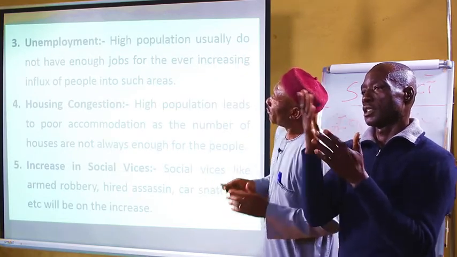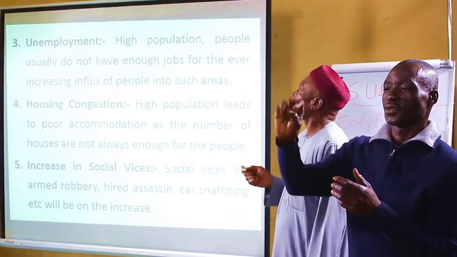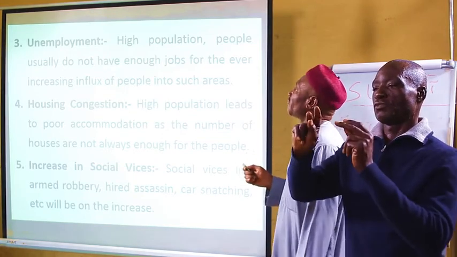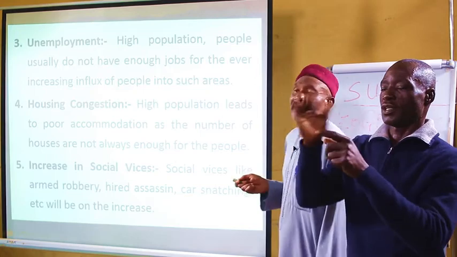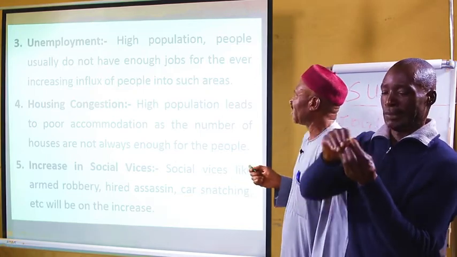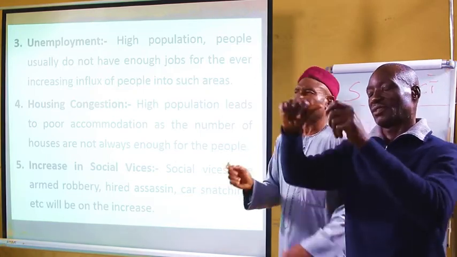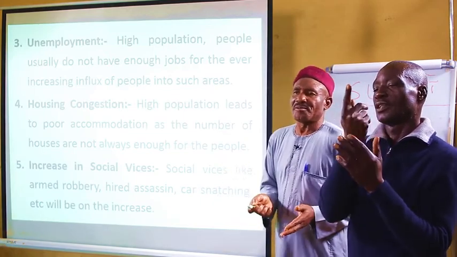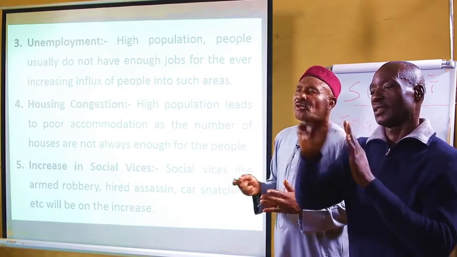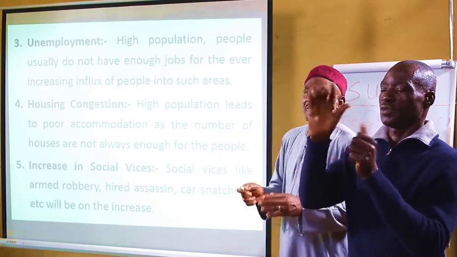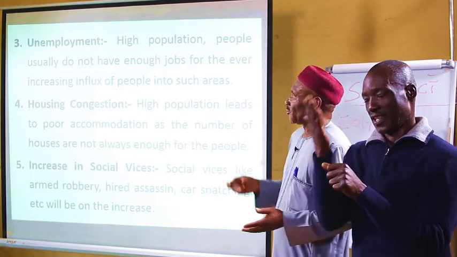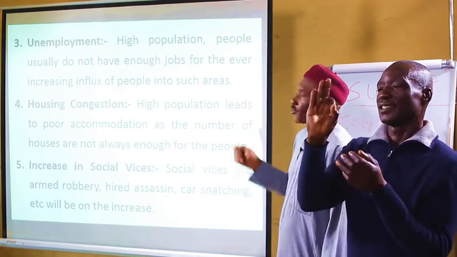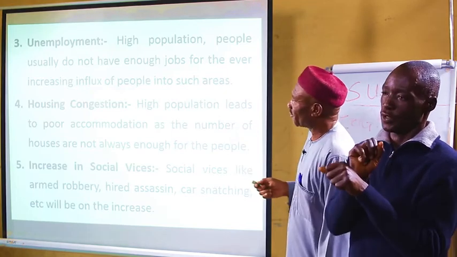Number three, unemployment. With high population, people usually do not have enough jobs for the ever-increasing influx of people into such an area. It is obvious that with the influx of people into a town, not everybody will get a good job. Not everybody will get the kind of job he really wants. So that is one of the problems. The effect of unemployment is one of the problems in urbanization.